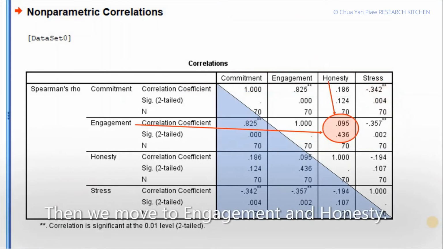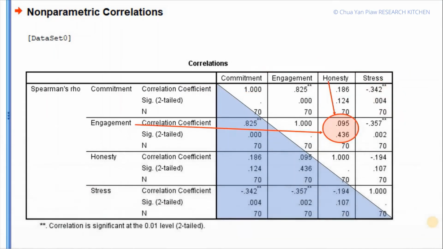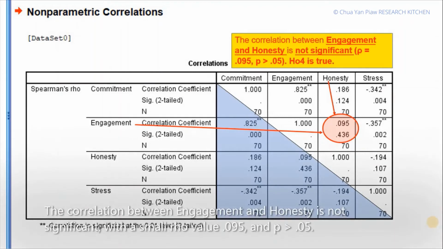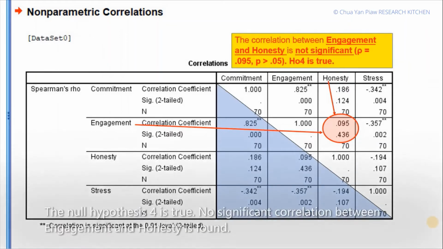Then we move to engagement and honesty. The correlation between engagement and honesty is not significant with a small rho value 0.095, p bigger than 0.05. The null hypothesis 4 is true. No significant correlation between engagement and honesty is found.